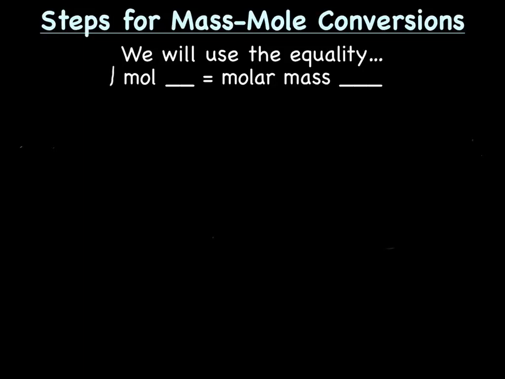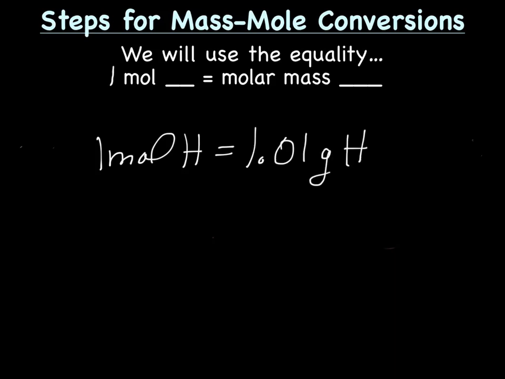Okay, so again, our equality is 1 mole of blank or something equals the molar mass of blank or something. Why do we have those blanks? Well, because the molar mass is dependent on what it is we're talking about. For a quick example, we could have 1 mole of hydrogen. We know that that is 1.01 grams of hydrogen.